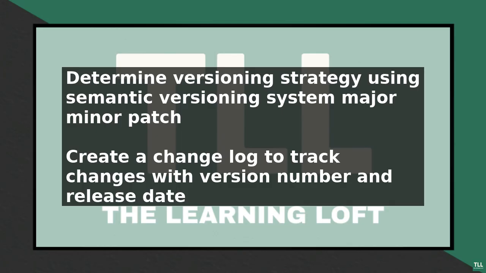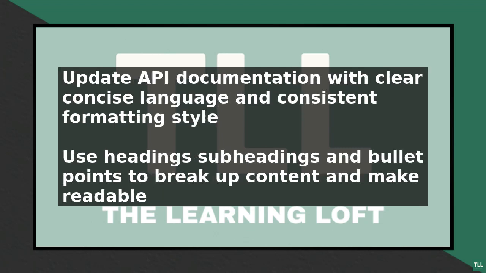Update the API documentation to reflect the changes made in the current version. This includes updating endpoint descriptions, request and response formats, and any other relevant information. Use clear and concise language to ensure that the documentation is easy to understand.